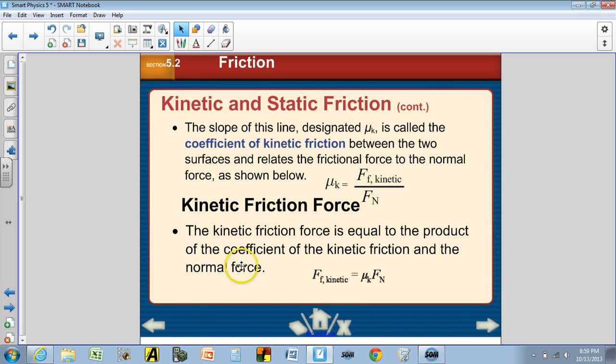Okay, kinetic friction then is equal to the product of the coefficient of kinetic friction times the normal force. So basically, if you move the normal force over to the other side of the equation and isolate the kinetic friction, you can calculate kinetic friction by taking the coefficient times the normal force.